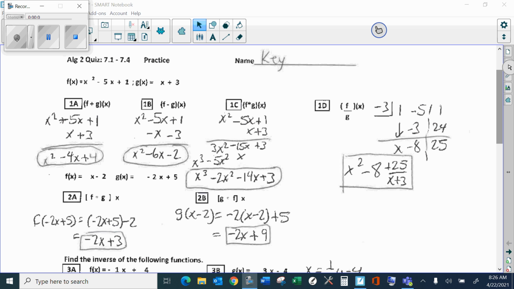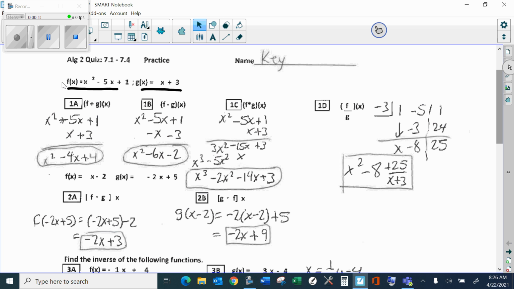Okay, students, let's go over your practice quiz here. Here's your f of x and your g of x given to you. 1a says just to add them together, f plus g of x. Okay, so just add the two together. Let's line it up vertically under like terms and add straight down.